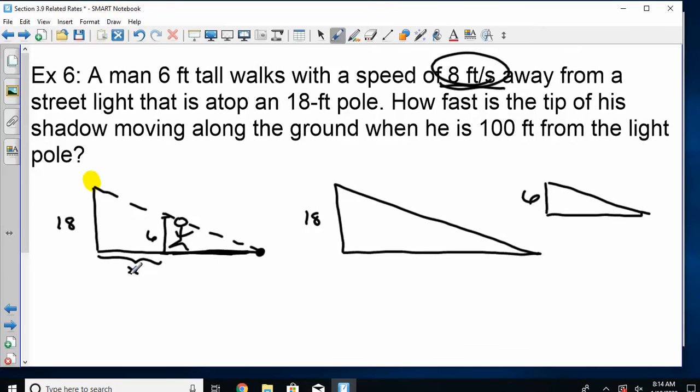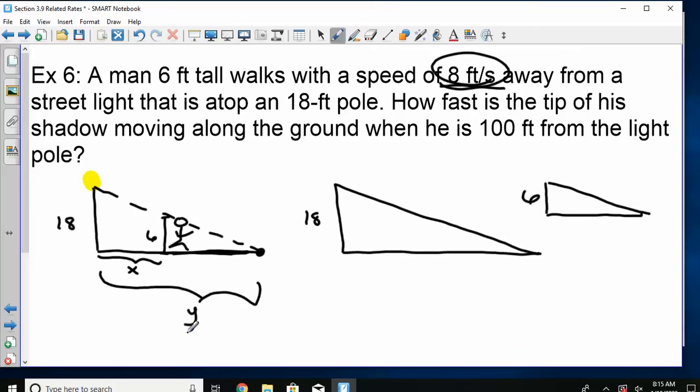Then the tip of the shadow, I want to know how fast that's moving along the ground. So that is this whole side here, so I need a variable for it. Maybe I call that y. I kind of picked where to put my variables based on the speeds that were asked for in the problem. If I'm going to ask how fast he's walking away, then I need a variable for the distance he has walked. If I want to know how fast this point is moving, then I need a variable for the distance that point has moved. Does that make sense?